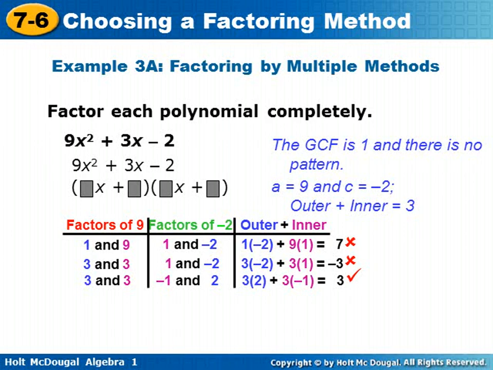If we chose the factors of 9 to be 3 for the outer and 3 for the inner, and factors of negative 2 to be negative 1 for the inner and 2 for the outer, then we would get 3 times 2 for the outer plus 3 times negative 1 for the inner, which is 3, and that's the number that we're looking for. So we write it as 3x and 3x as the first terms of our two binomials, and negative 1 and 2 as the second terms. Remember, we chose negative 1 and 3x to be the inner terms, so those go on the inside two spots, and then 3x and positive 2 to be the outer terms, so those go on the edges of the two binomials.